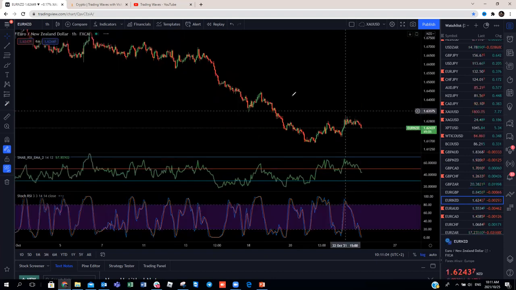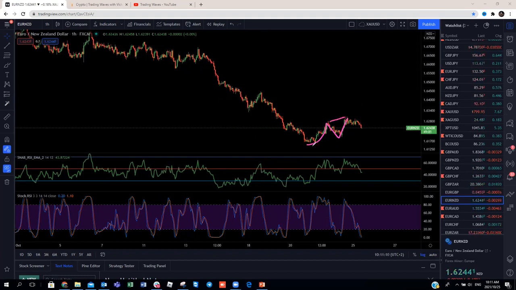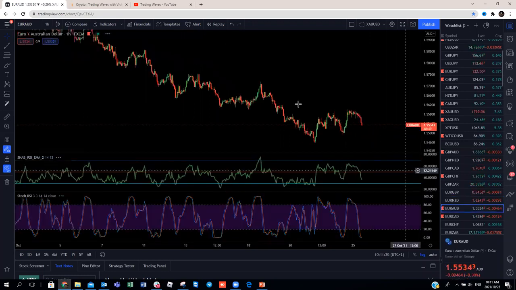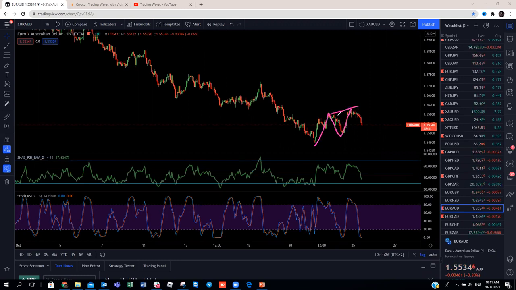Euro New Zealand. Obviously bearish because pound New Zealand is bearish, 1, 2, 3. And we're looking for this to drop. And then downside. Euro Audi. One, two, three. Looking for this to continue to the downside. That's Euro Audi.